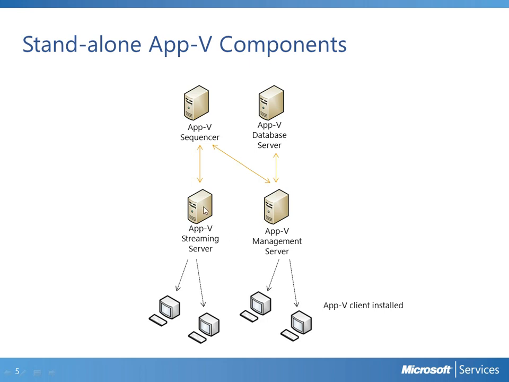You might have multiple App-V streaming servers. Okay? You're generally going to have only one App-V sequencer, one App-V database, and one App-V management server. You can have multiple App-V streaming servers. That's standalone. Okay? We'll see how it changes and how some of these components are not needed in the ConfigMgr 2012 version of the infrastructure here in just a minute.